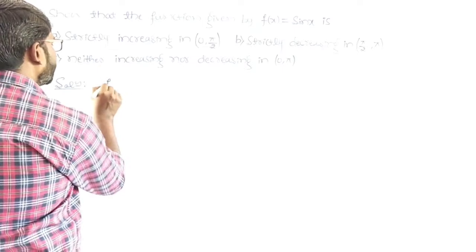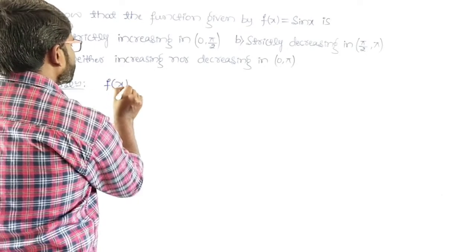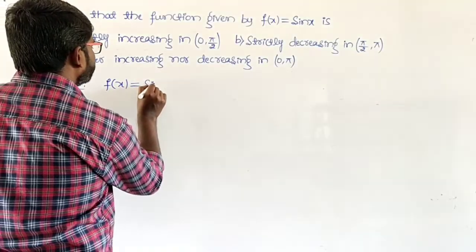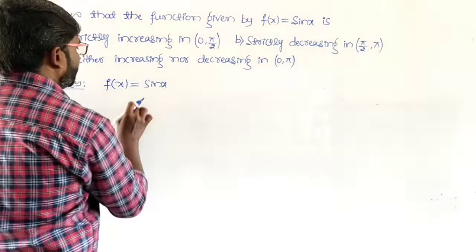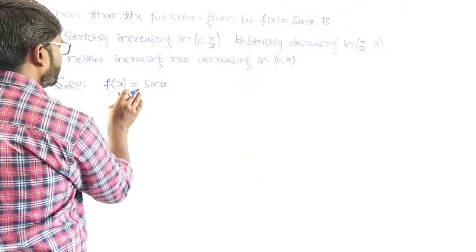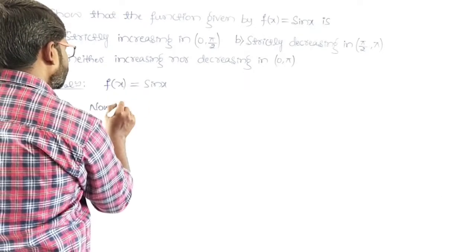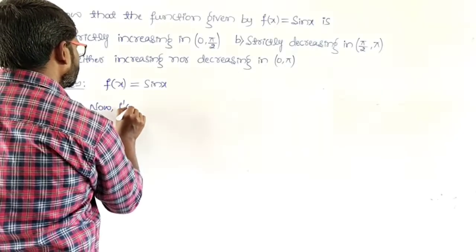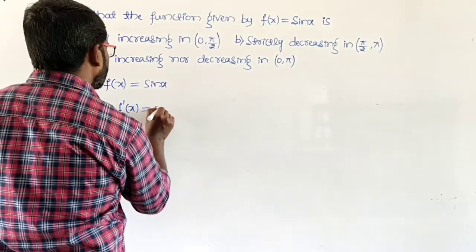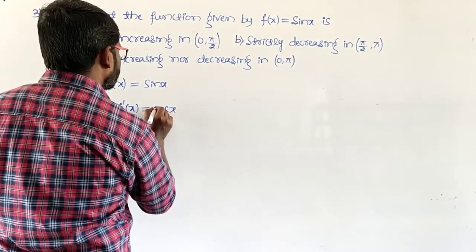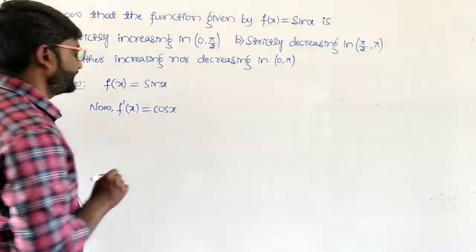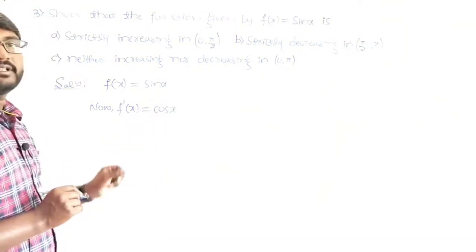Let me take the given function f of x equals sin x, and let us go for f dash of x. Now f dash of x equals cos x, since the derivative of sin x is cos x. Now we will go for case A.